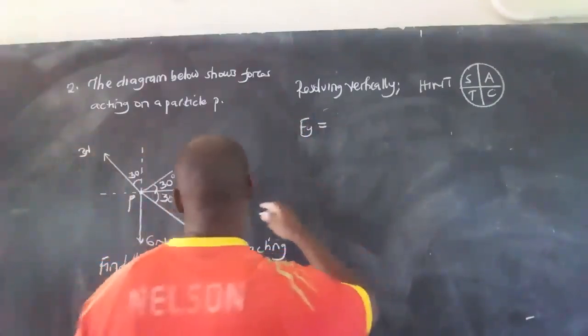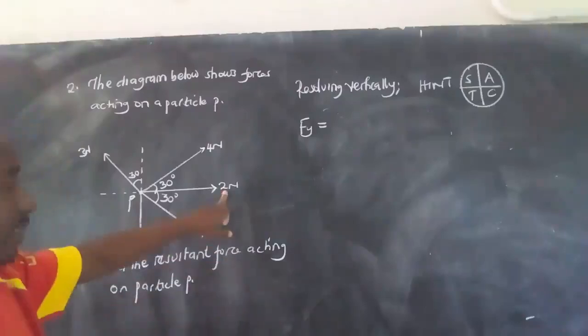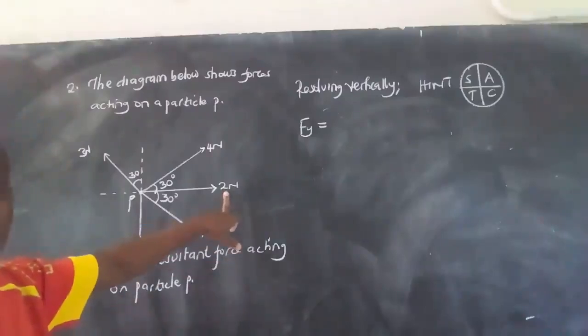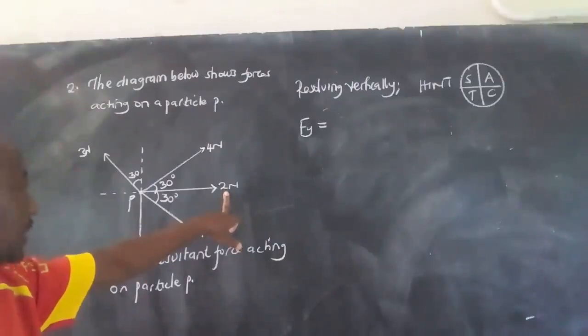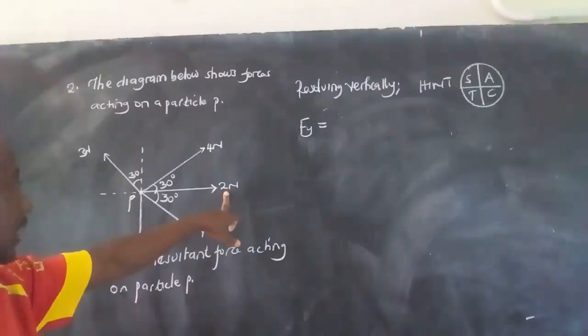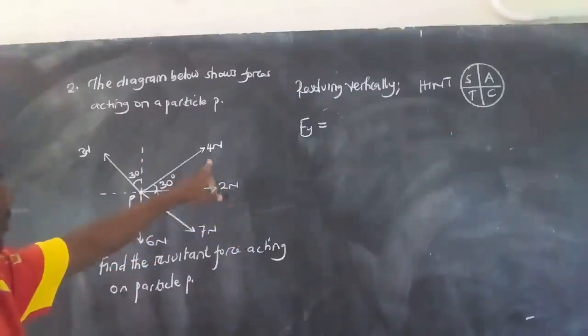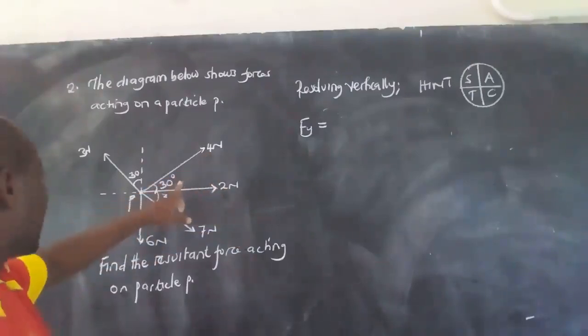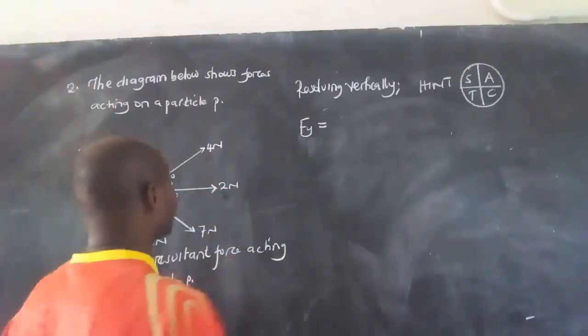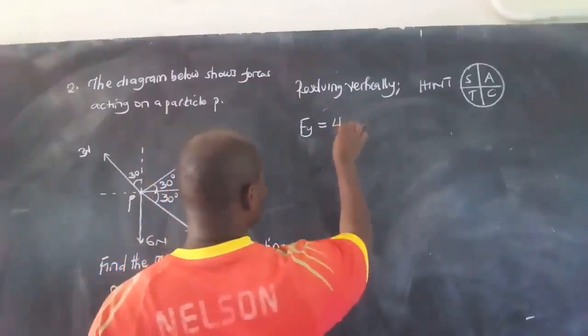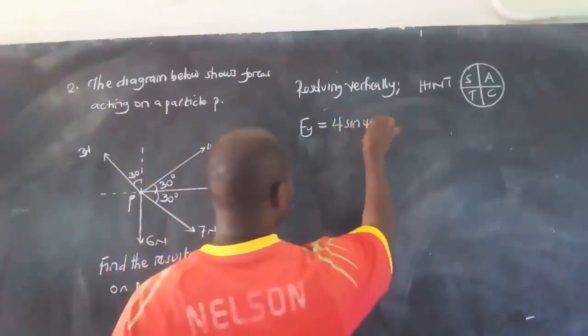So we shall now come and say that resolving vertically, that is forces in the vertical direction, we can start with 2. 2 has no vertical component, you can see it has only a horizontal component. There is no angle which 2 makes with the horizontal. That's what we are saying. It has no vertical component, because 2 sine of 0 is 0, not so. So we go to 4. That is 4 sine of 40.